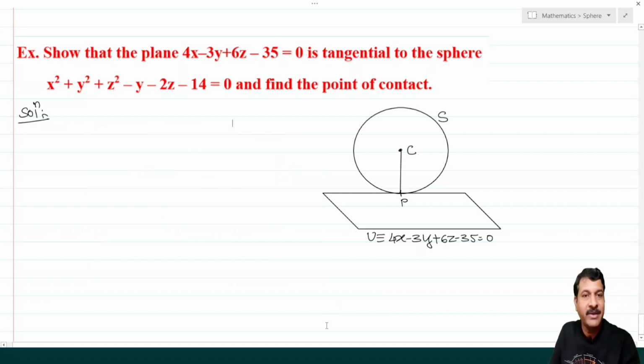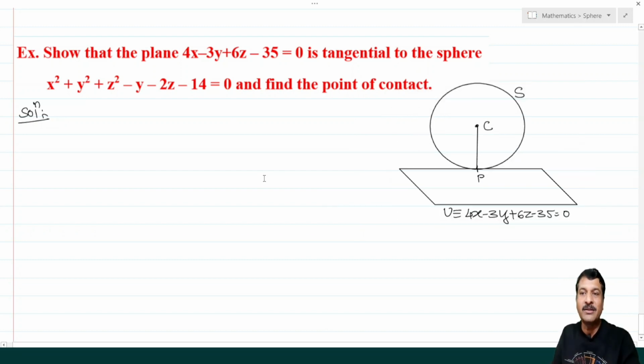In geometry, a very important thing is what we actually want to find, and you can get it by different ways. It is not necessary to use the same method; in geometry you can use different methods also. The important part is what we want to find. So our target is what? The radius of the sphere and the perpendicular distance from the center to the plane.